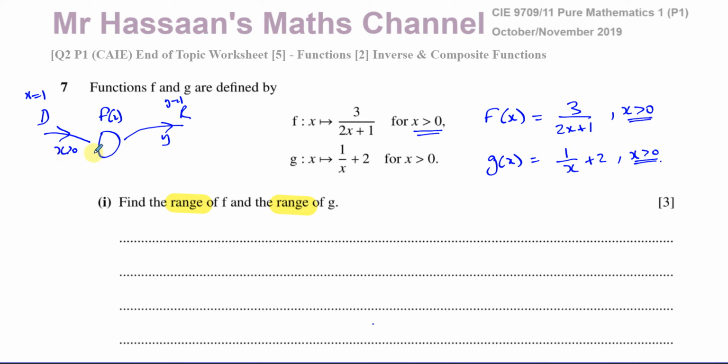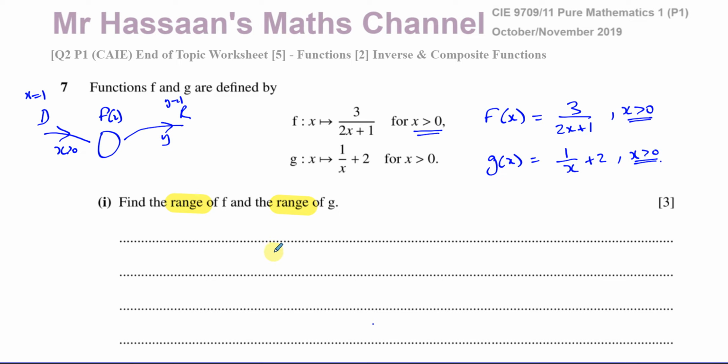Okay, so that's the things that can go into the function. And we've got to work out what comes out of the function. The range represents what can come out with this particular domain and this particular rule. So that's what we have to work out. What is the range of this function?